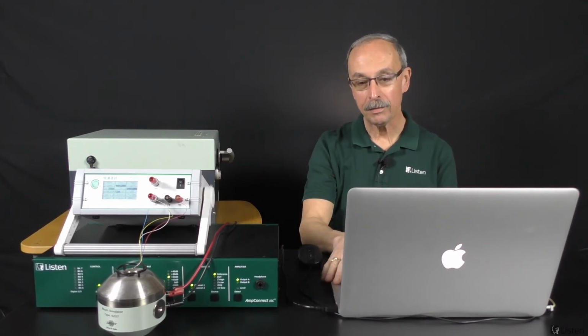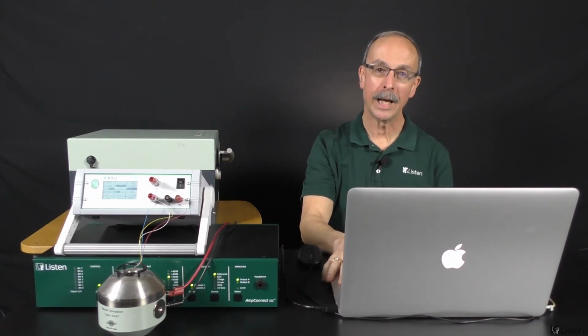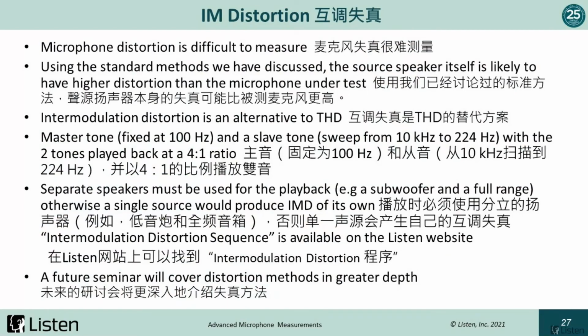So our next topic for discussion is intermodulation, or IM distortion. Microphone distortion is very difficult to measure. Using the standard methods that we've shown you here in these seminars, the source speaker itself is likely to have higher distortion than the microphone under test. So what can we do when we can't make traditional THD measurements on a microphone? There's an alternative, and that's using intermodulation distortion measurements.